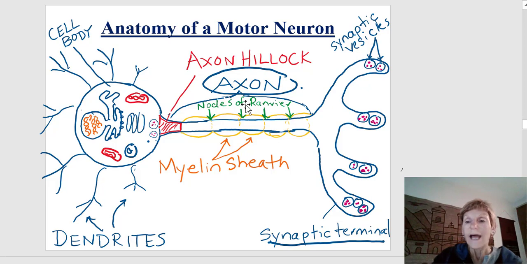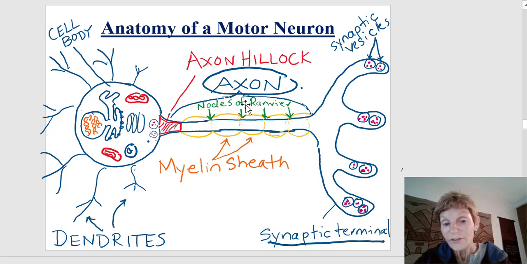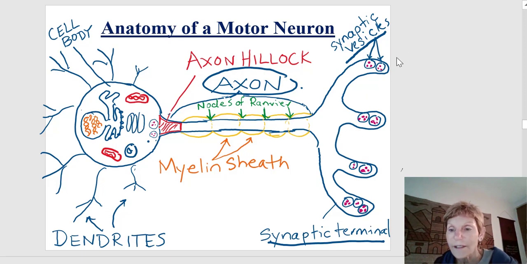Okay. And now we actually call these vesicles, instead of just calling them secretory vesicles, synaptic vesicles. And the reason for that is because there's going to be a region right here. And that region is going to be a paper-thin space between this motor neuron and the muscle cell. And that paper-thin space is called the synapse or the synaptic cleft, same thing.